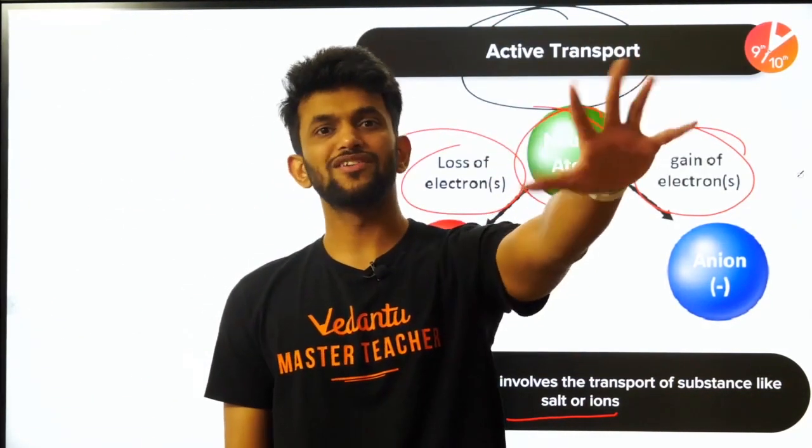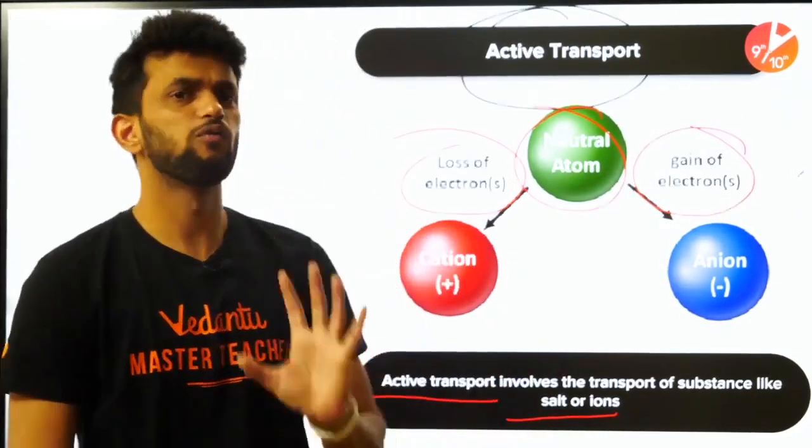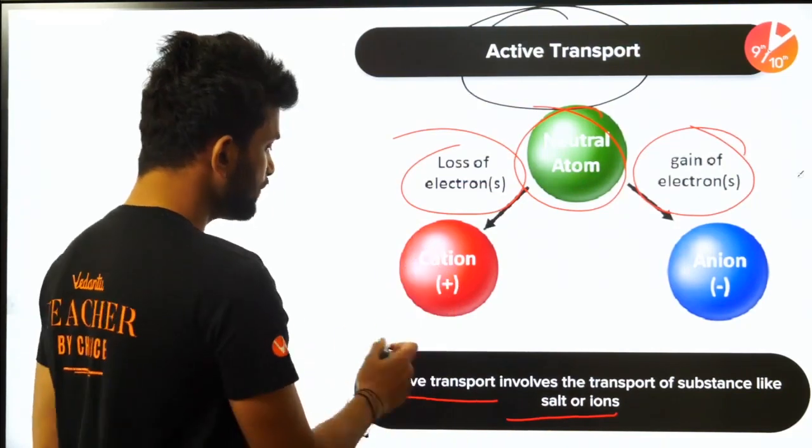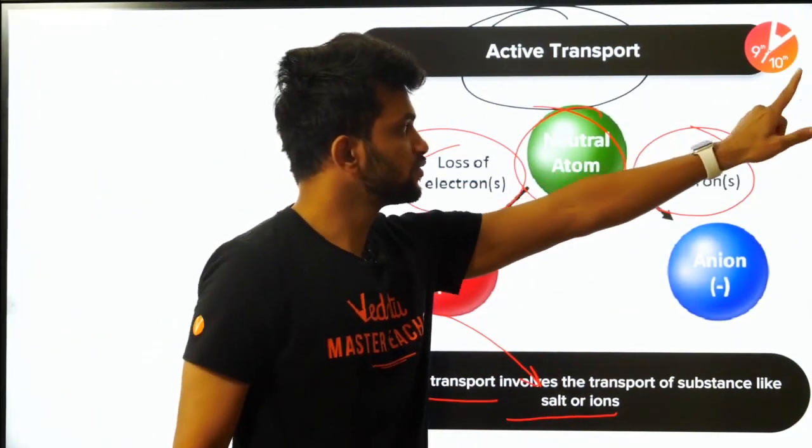In passive transport, generally what were we moving? We were moving water only. Now here, what are we moving? We are moving salt and ions. Right, beta? That is the difference over here.